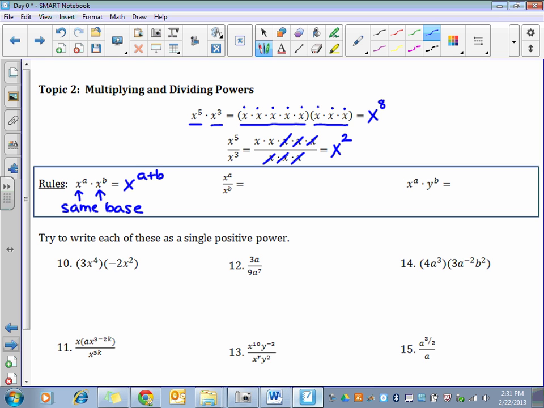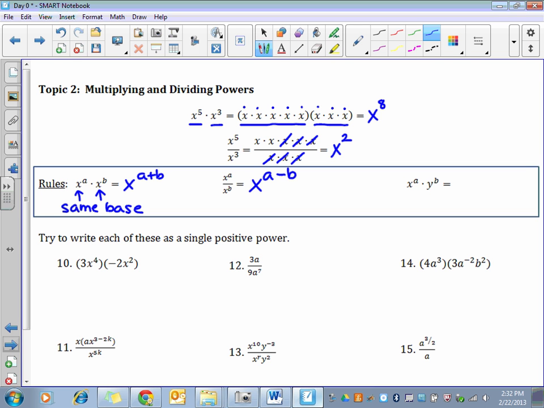So what have we done with the powers? Well, we have subtracted. Again, since it has the same base, it's x raised to some power, x to the a over x to the b will reduce to x to the a minus b.